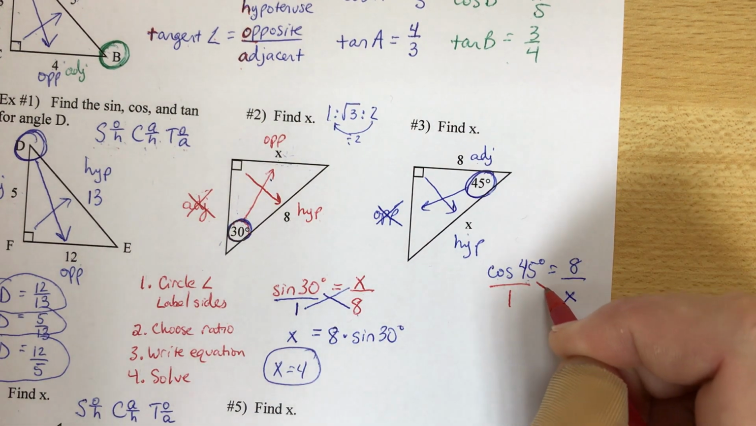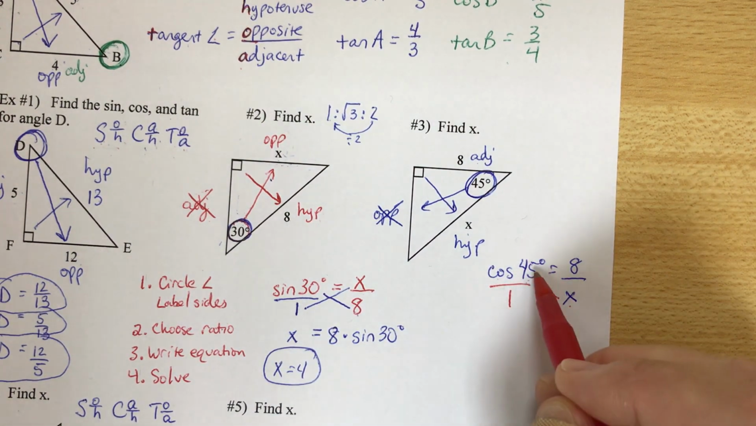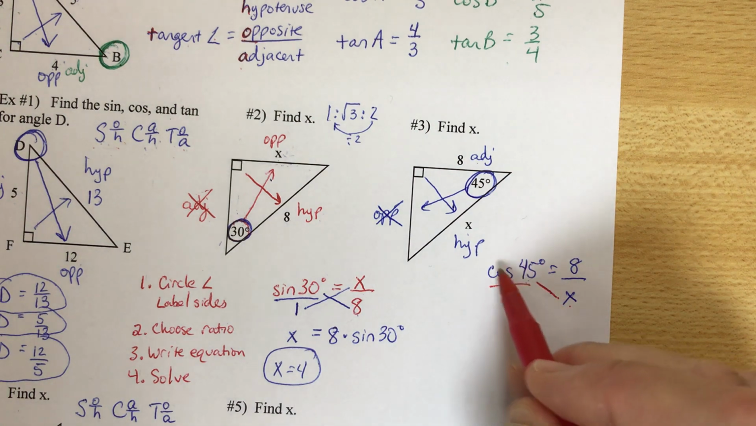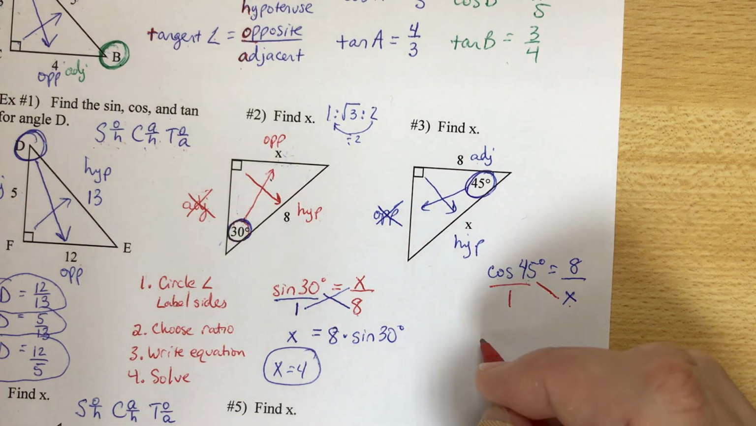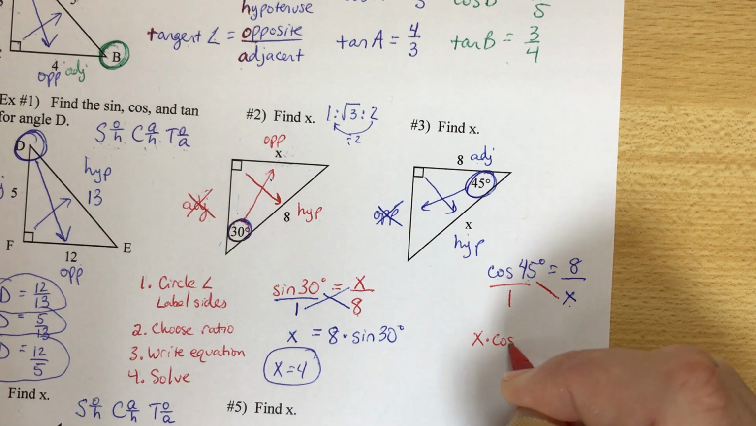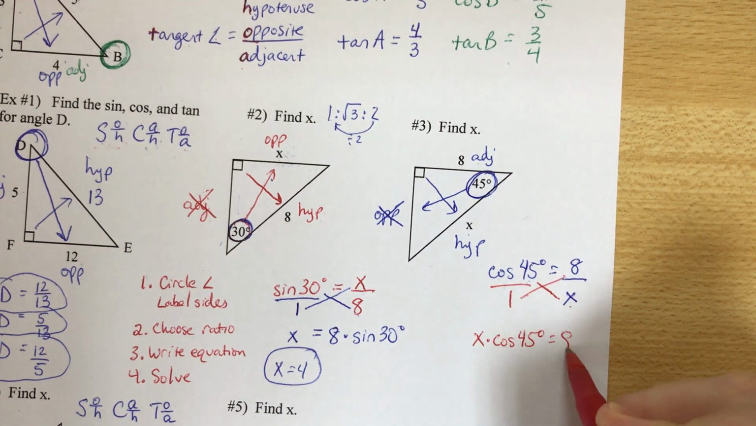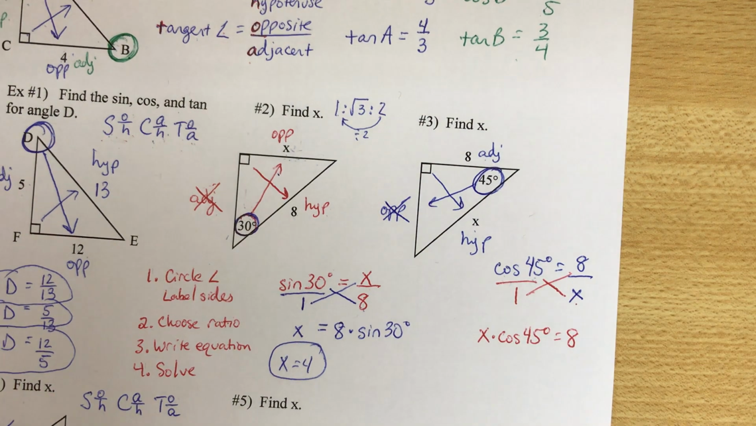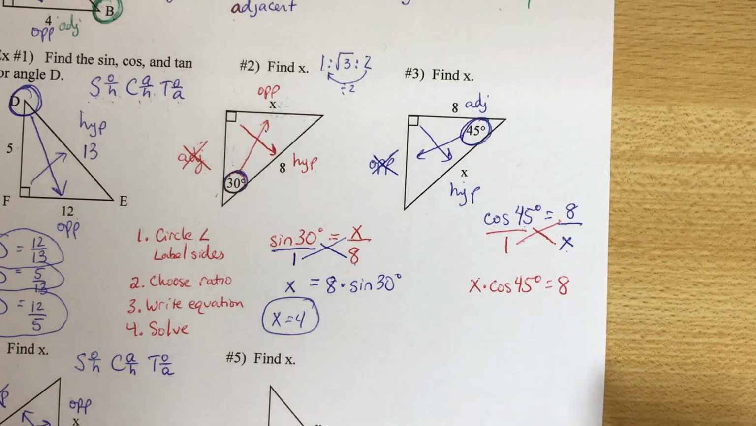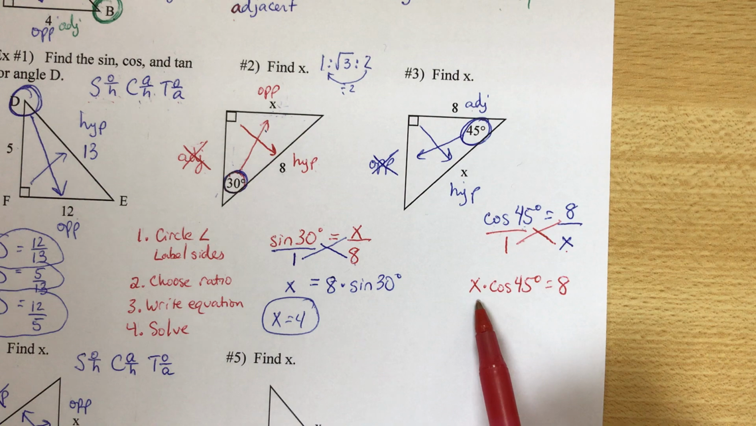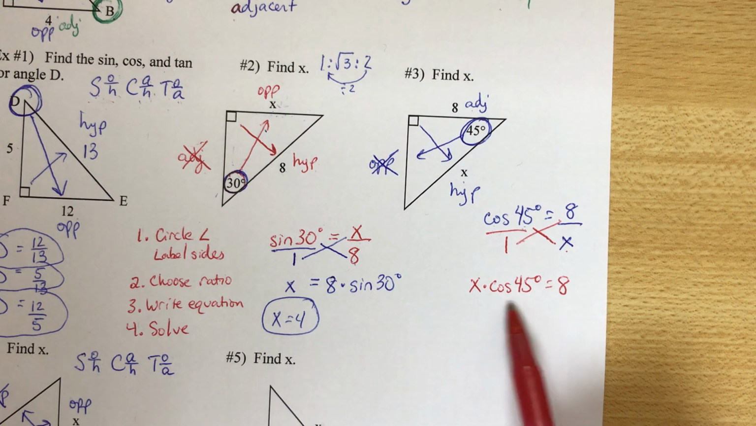This time when we cross multiply, the x is multiplying not 45, but the cosine of 45. So I'm going to write x times cosine 45 degrees equals 1 times 8 is 8. Okay, so I'm not ready for the calculator yet because I don't have x by itself. So what I need to do is somehow move this cosine 45.